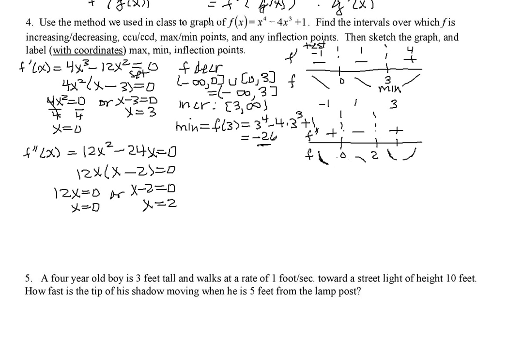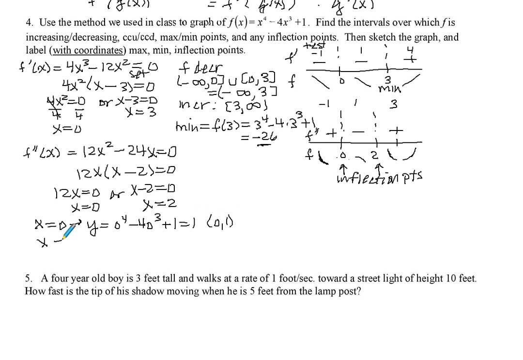So notice that we've got a couple of inflection points here at 0 and then also at 2. We've got inflection. So in inflection points, remember, you have to find the y coordinates. So if x equals 0, we've got to find our y, and that's going back to the original function again. So 0 to the 4th minus 4 times 0 cubed, and then plus 1, which is 1. So that's the point 0, 1.